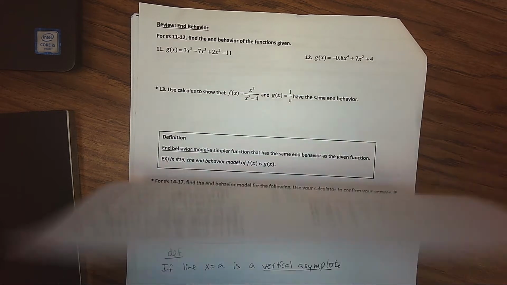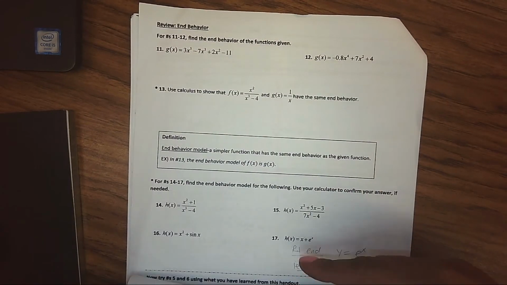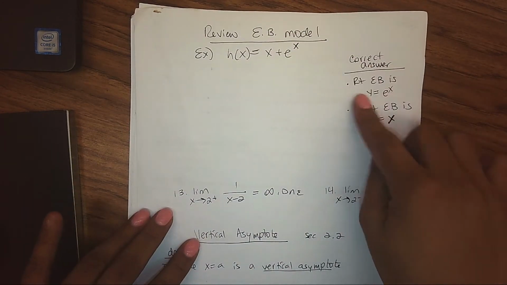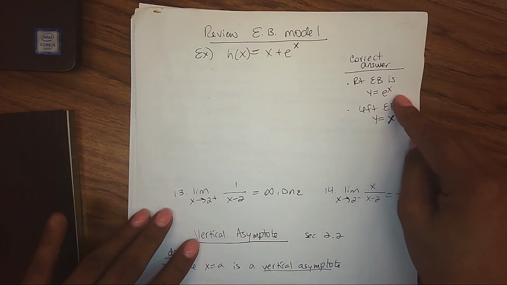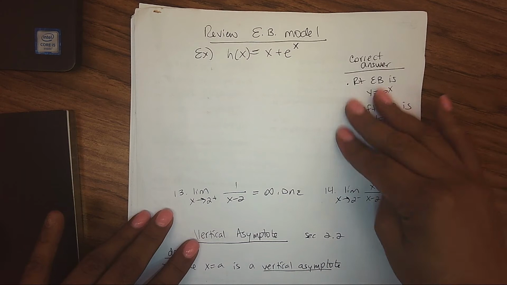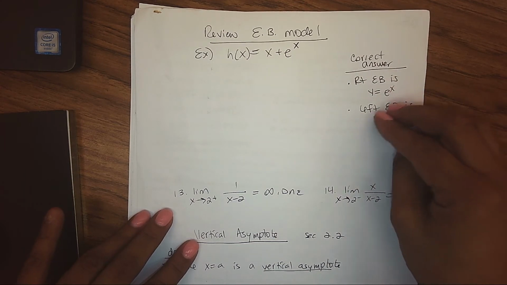So this is one of the problems from the packet. It is number 17 right here, and I wrote the correct answer down. This is what we went through in class. The right end behavior model is e to the x, and the left end behavior model is x. Pause the video if you need to review this answer or to convince yourself of this answer.